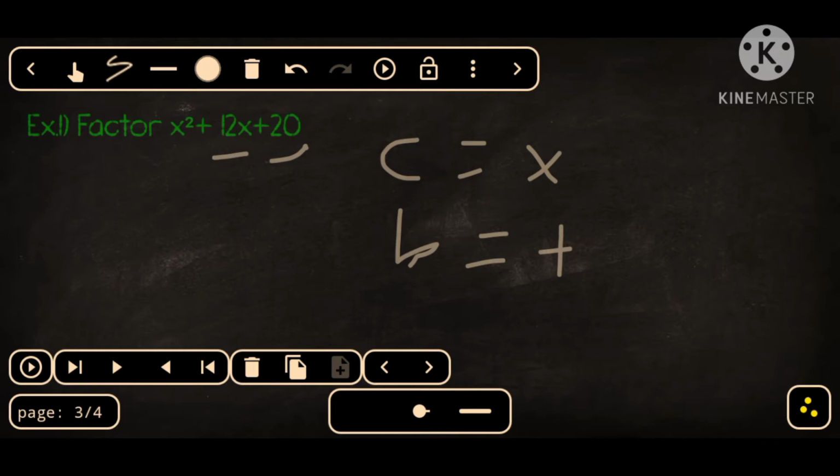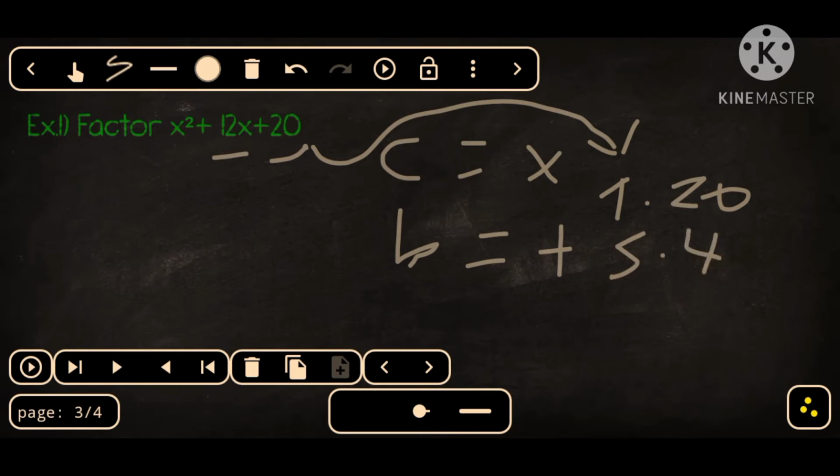Let us list down all the factors of 20. So what are the factors of 20? Let's say 1 times 20. We also have 5 times 4, or 4 times 5, and we also have 2 times 10. Okay, so we have factors of 20, 1 times 20, or 20 times 1. We have 5 times 4, or 4 times 5, and we also have 2 times 10, or 10 times 2.